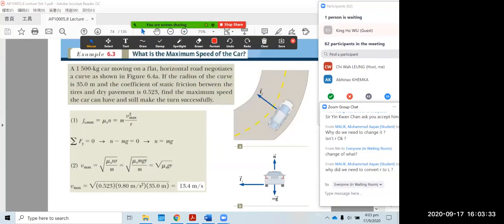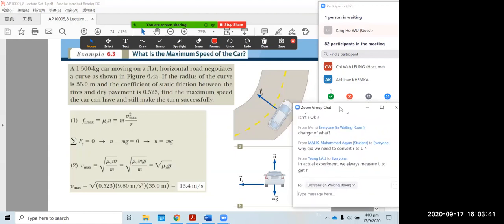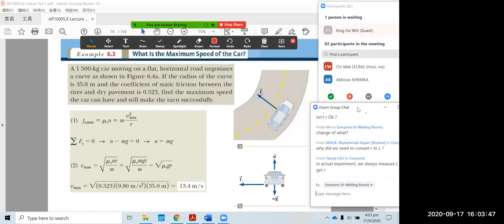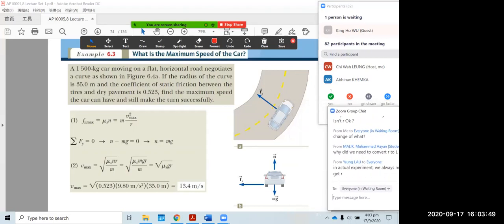Well, you are not really provided with R. You are provided with the length L. And actually, R changes. L does not change. So that is why we are expressing in terms of L rather than R.